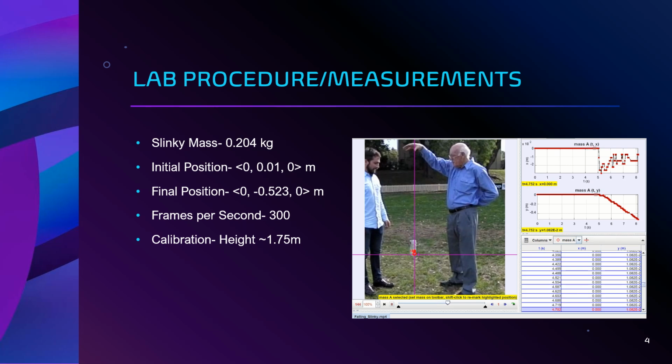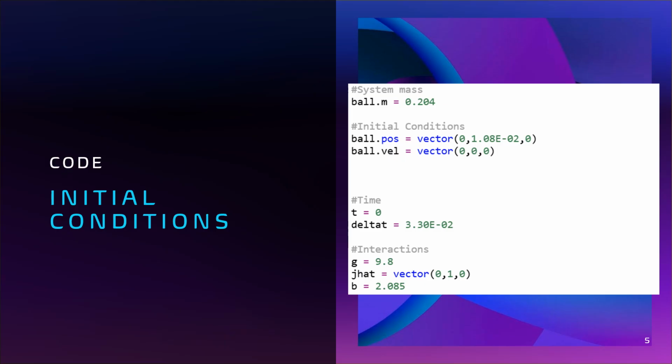So the Slinky mass was 0.204 kilograms. Its initial position was basically around 0.000, and its final position was negative 0.523. The video was taken at 300 frames per second, and it was calibrated using Veritasium's height, which is around 1.75 meters. So once the experimental tracking was done, I created code to kind of reflect that.